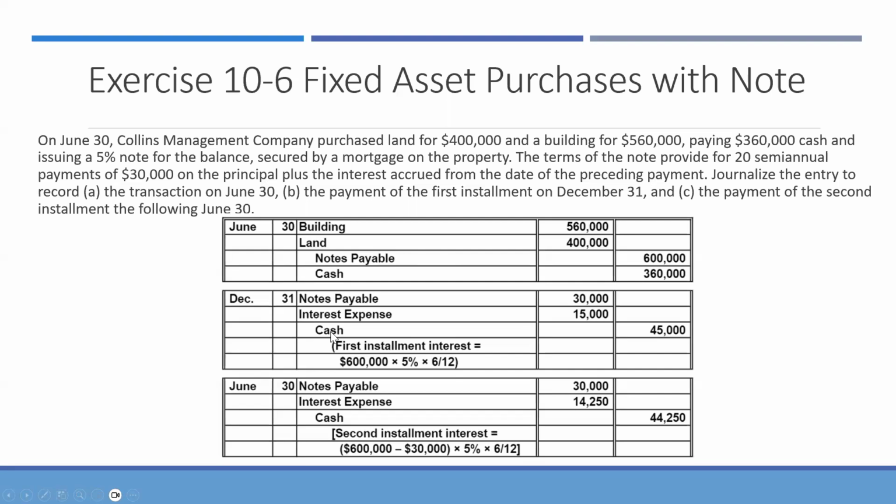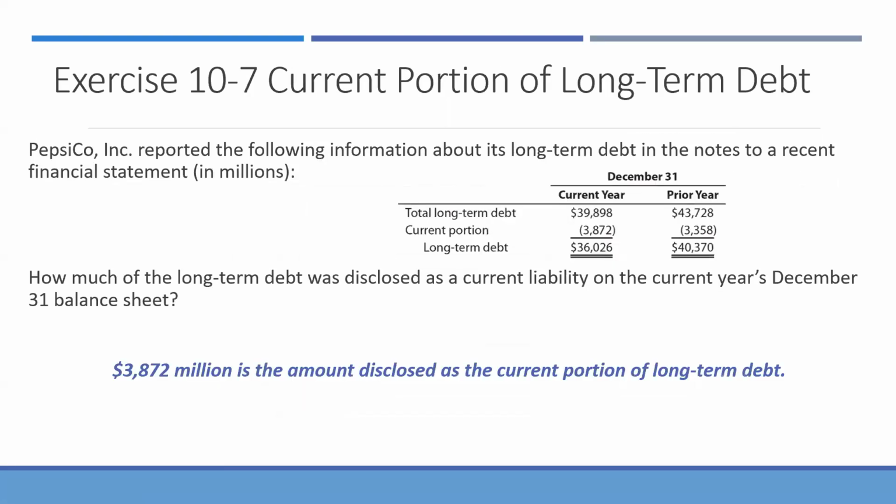So if we had a quarterly statement as of March 31st, we would have an interest payable accrual for the 3 months of interest between December and June. But that's not a part of this problem. So I just want to really drill that in though. And so PepsiCo reported the following information about its long-term debt in the notes to the financial statements.